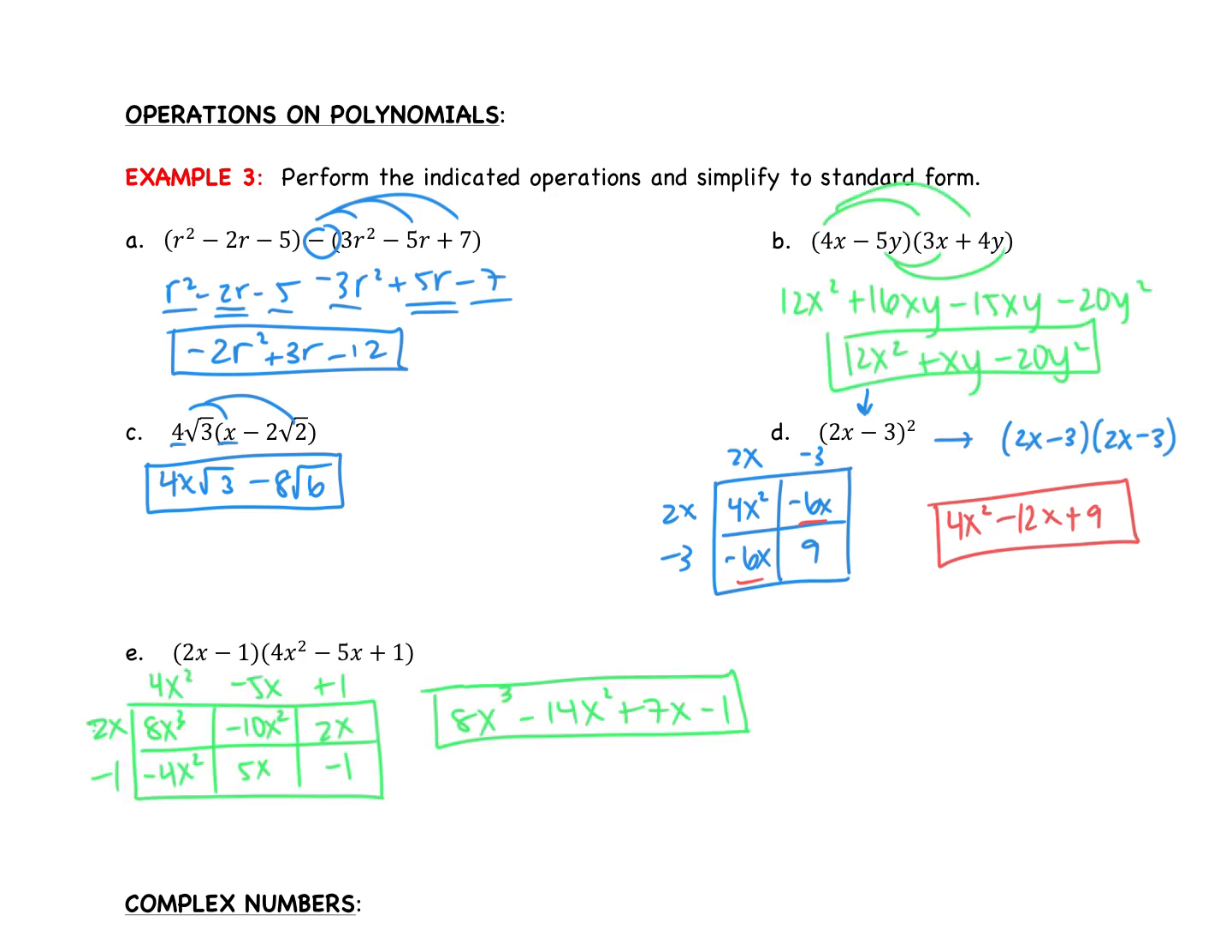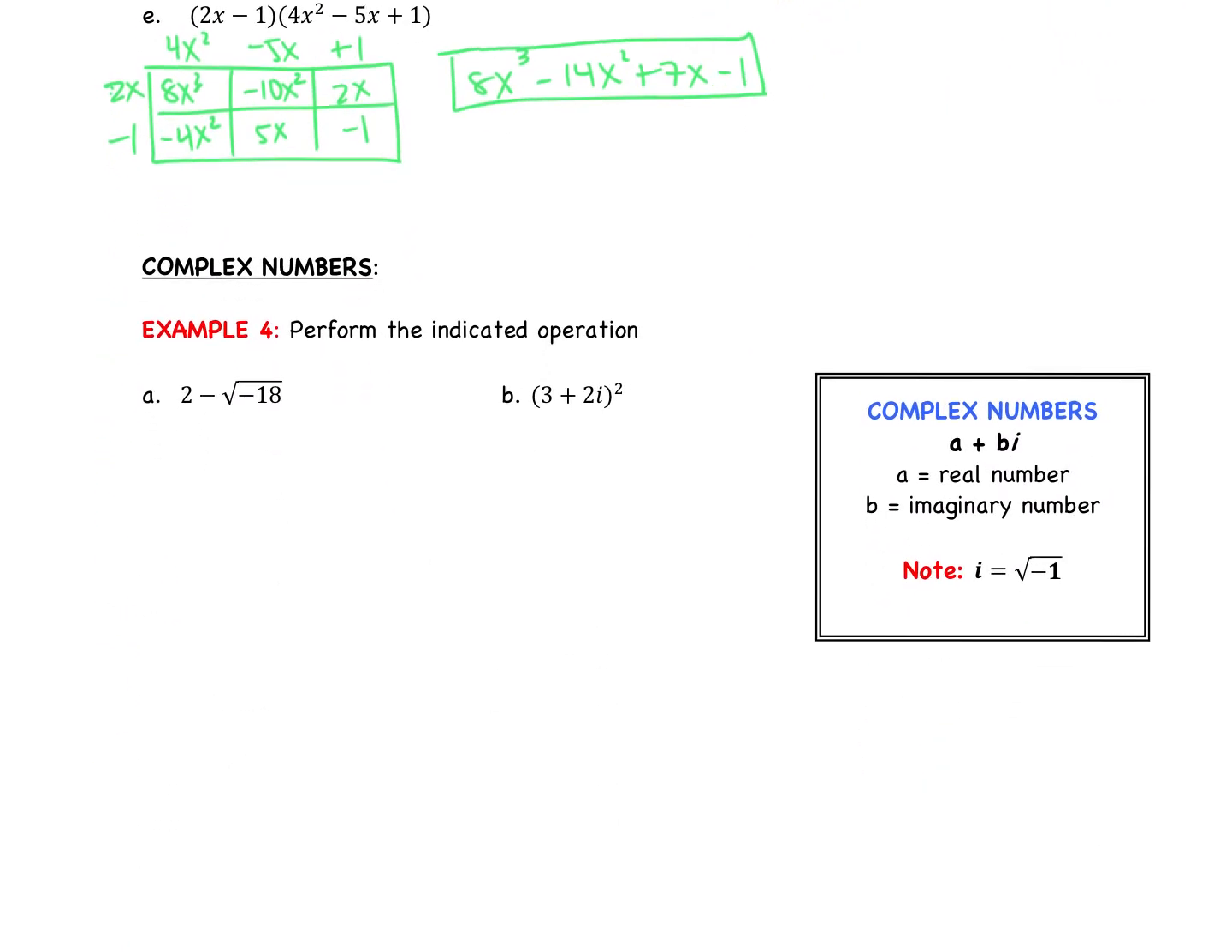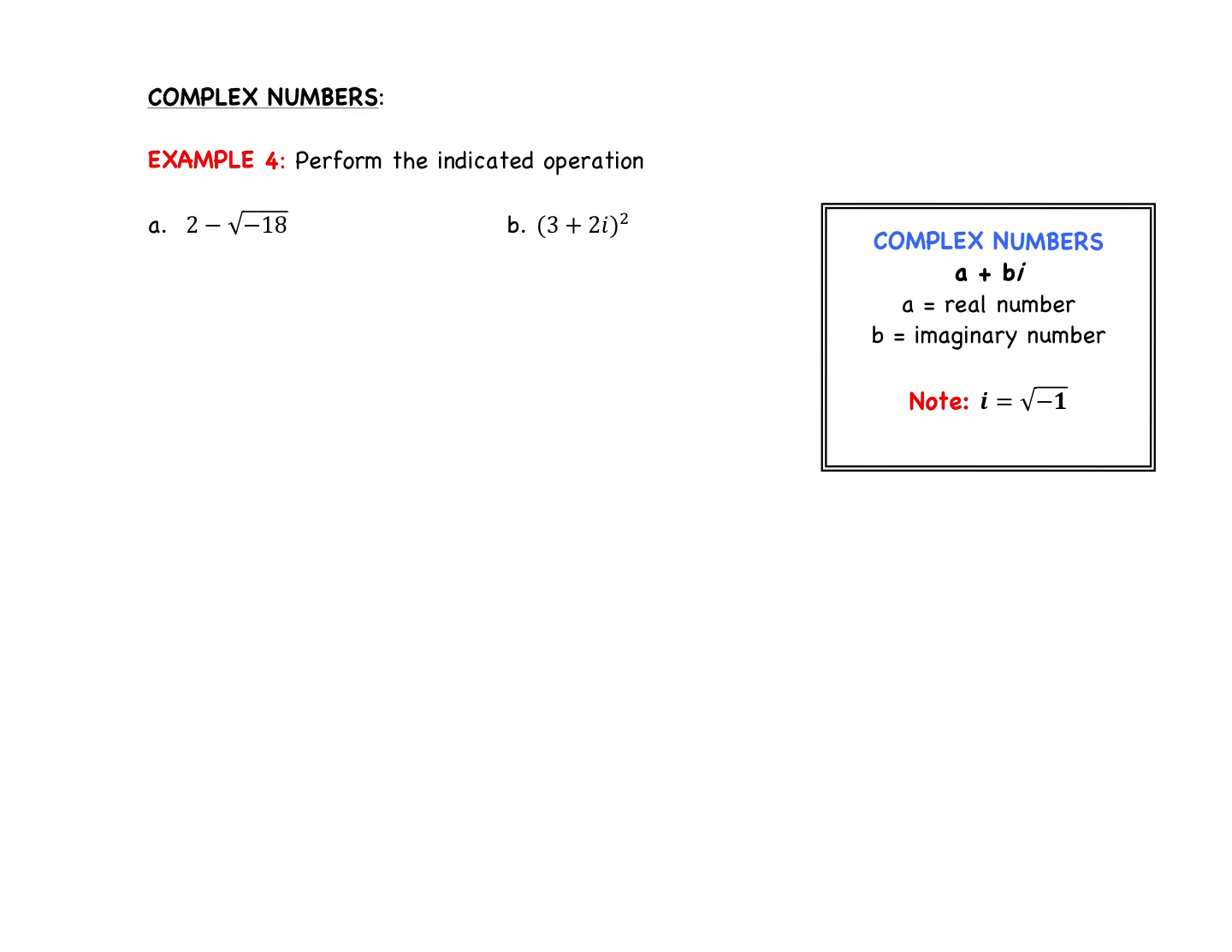Okay, so let's move on to the last topic, which is complex numbers. Here's what you need to know about complex numbers. A complex number has a real part and it has an imaginary part. So A is the real part. Any number that has an i with it is the imaginary part. What you need to know is that i is the square root of negative 1. If we square both sides, that tells us that i squared is negative 1. So those are the two rules you need to know: i is the square root of negative 1 and i squared is negative 1.